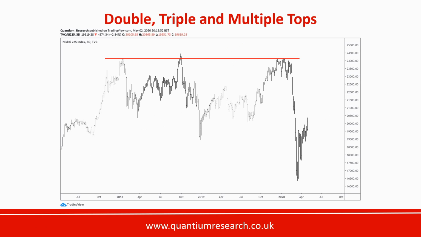Here's an example of a triple top occurring in the 3-day chart of Japan's Nikkei index. The third peak, as we can see, the first, the second, and the third peak, the third one here tested the resistance just before the market crash around the time of the global outbreak of COVID-19. Note that triple and multiple tops/bottoms are just the same as double tops/bottoms, except that they form with 3 or more peaks/troughs at the same price level.